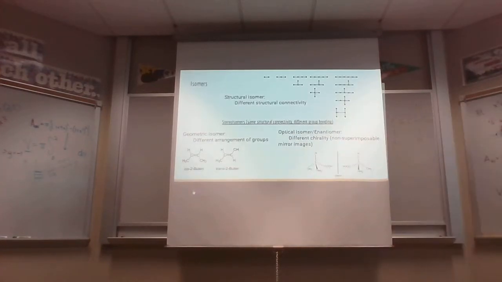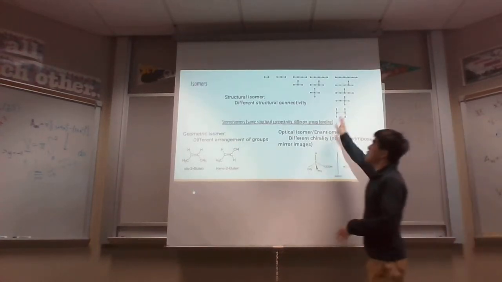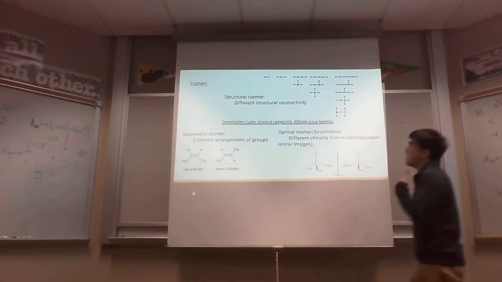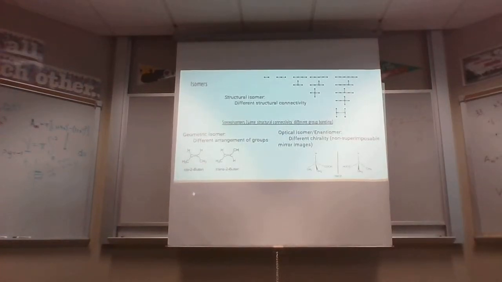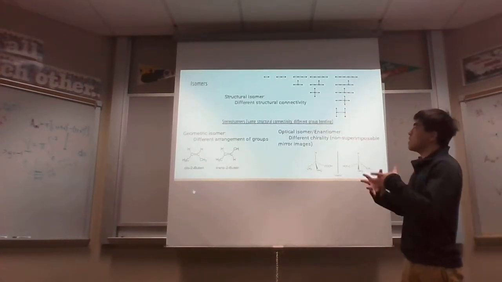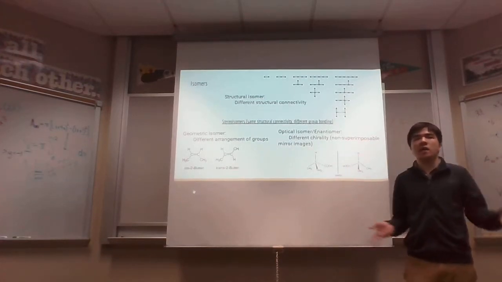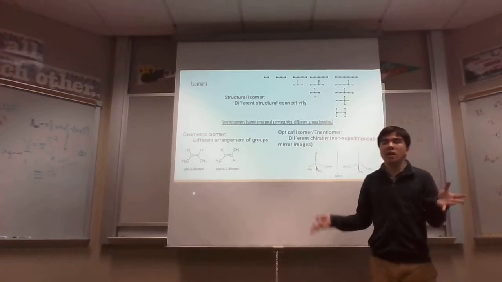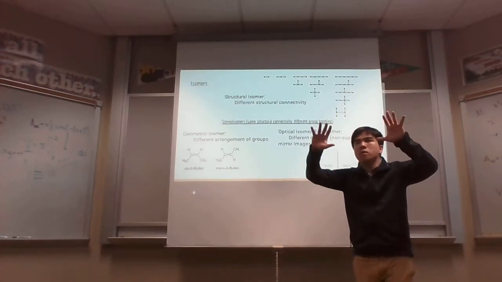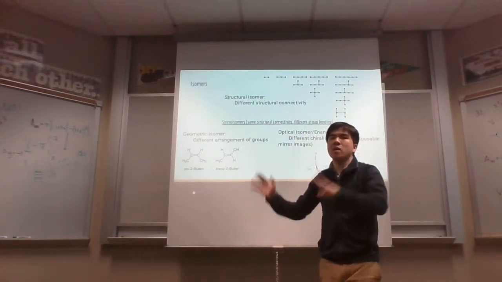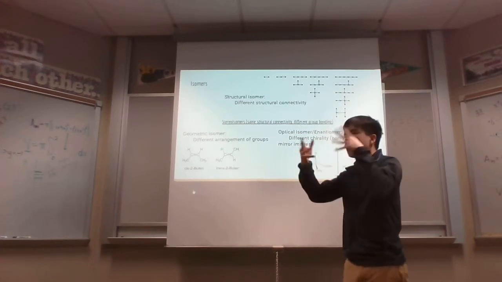Okay, isomers. There are 2 main types of isomers. The ones you really need to know are structural and geometric. The main classes are structural and stereo isomers. All isomers have the same chemical formula, like C3H4 or C3H8. They all have the same number of atoms of each element.